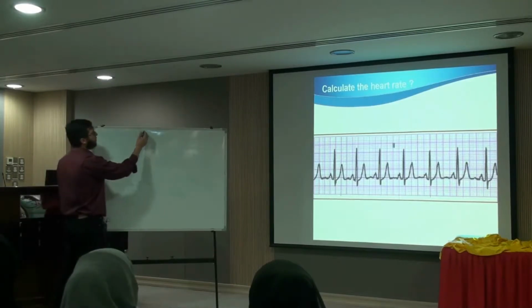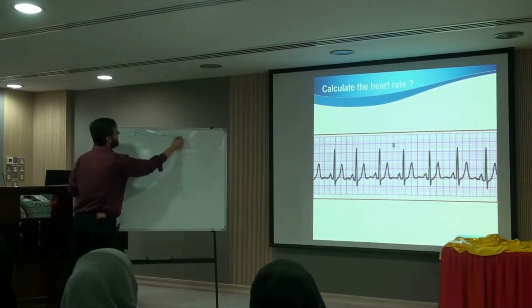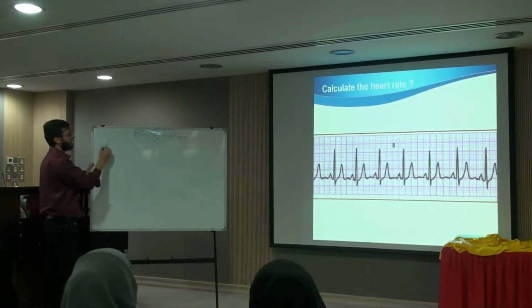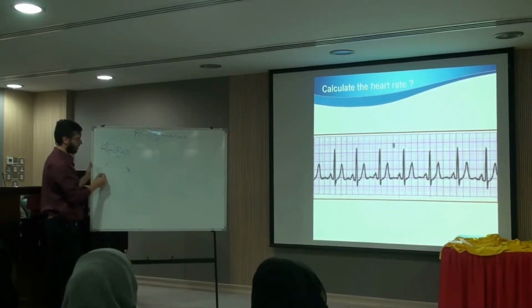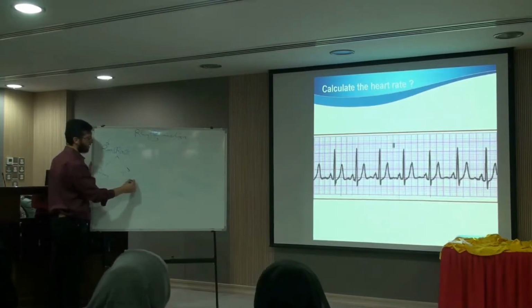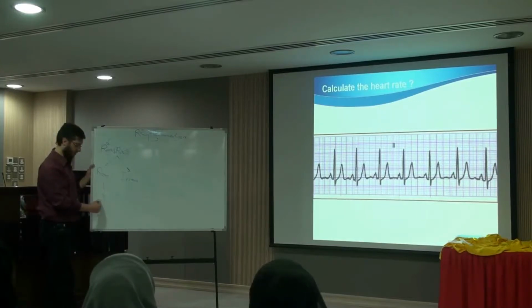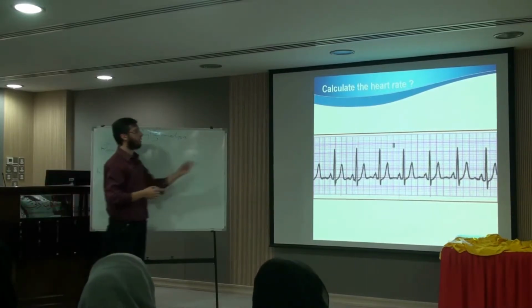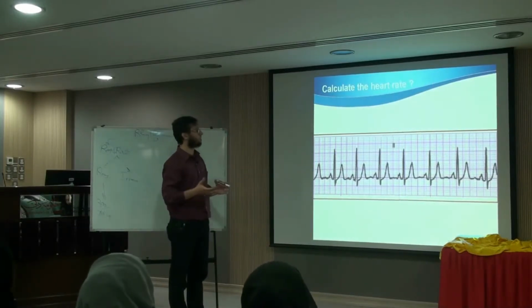Okay, so whenever we want to do rhythm analysis, you want to check the regularity and rate. So it will be one of two answers, regular or irregular. If it is regular, how will you calculate the heart rate? As we said, 300 divided by the number of large squares. So if you look at this, how much is the heart rate? 70, 75, in that range.